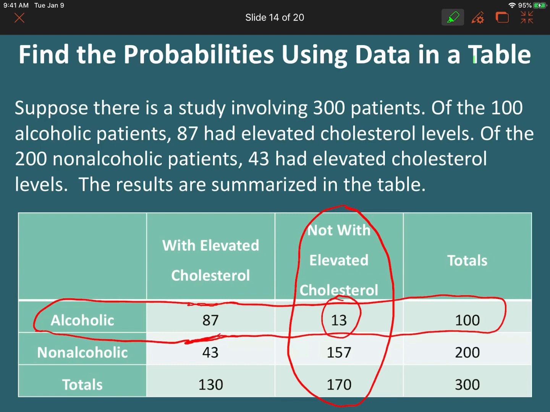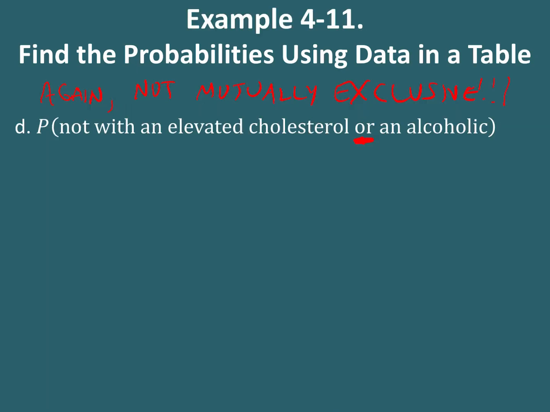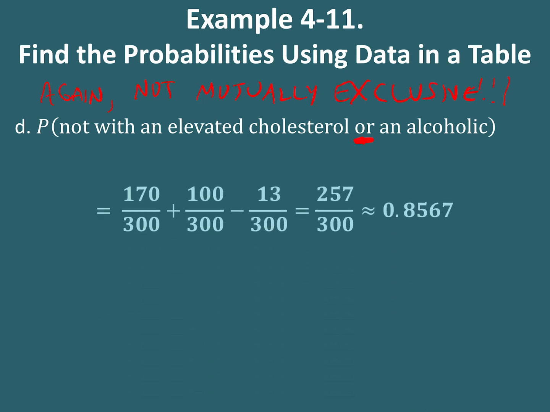So be sure to take note of these other numbers that are in these rows and columns as I solve this problem. Also, please take note that some of these numbers highlighted will be used and some will not be used. So once again, we calculate the probability that the patient does not have elevated cholesterol, add it to the probability the patient is alcoholic, and subtract the probability that the patient does not have elevated cholesterol and is an alcoholic at the same time. This gives us, of course, 0.8567.